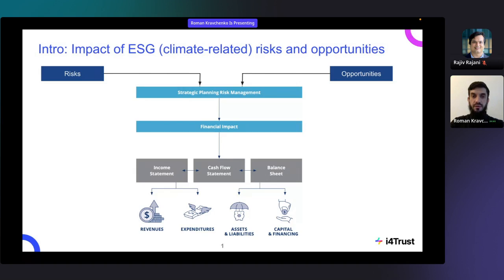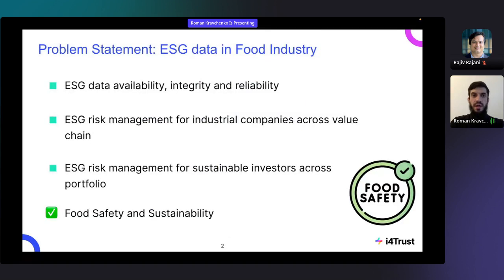of climate on financial results and business assets from one side, and assess the impact of business on the environmental pillar, and share this data with financial institutions, first of all with investment companies who seek to invest in sustainable companies. So we're focusing on solving the problem of ESG data management in the food industry and provide a solution to improve ESG data availability, integrity, and reliability.